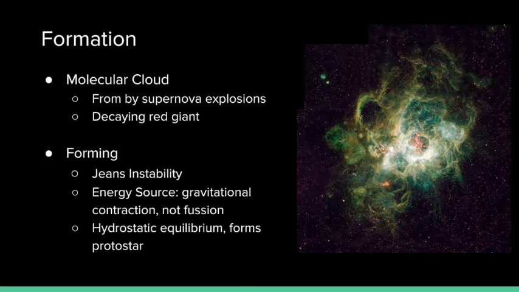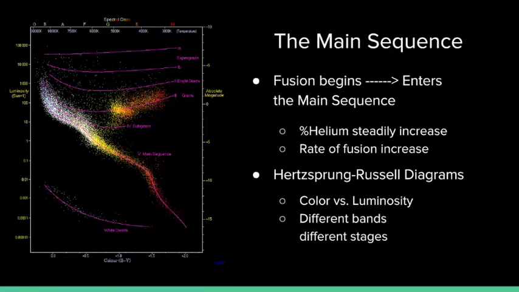At this stage, fusion hasn't started yet, but the thermal pressure resulting from the gravitational energy puts it back into hydrostatic equilibrium, and a protostar is formed. As the thermal energy keeps increasing, fusion finally starts. The star is said to be on the main sequence of stellar evolution, during which its percentage of helium and the rate of fusion both increase. A star spends 90% of its lifetime on the main sequence.